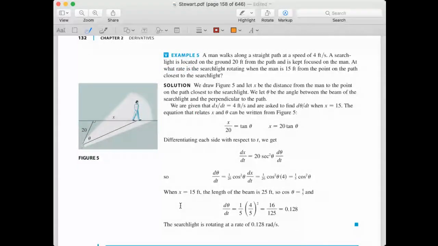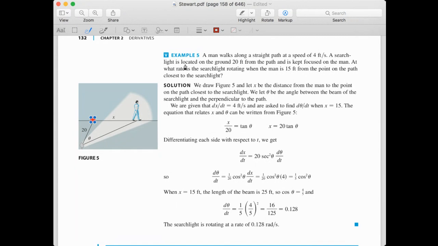Let's see example 5. So imagine a man walks along a straight path at a speed of 4. So let's think about the man walks from here, right? So this might be the starting point. Then he walks along this path and makes a distance of x. So his speed of walking is 4 feet per second. So the distance is increasing, or that's x prime or dx/dt.